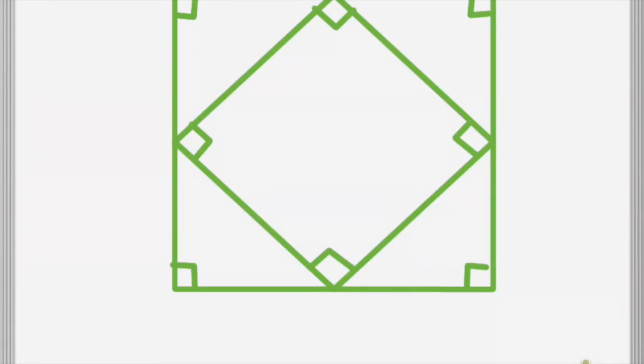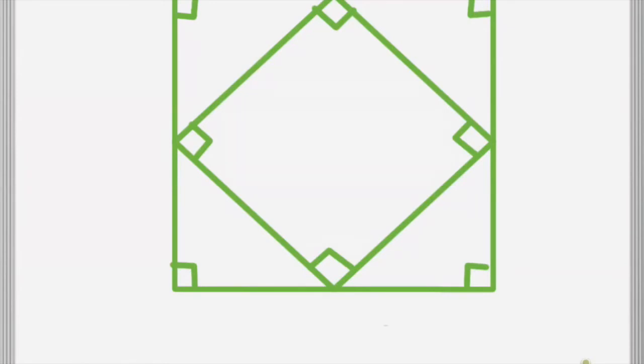So let's draw a square. So I drew a square and a square within a square. So rather than just knowing, oh, I know that a squared plus b squared equals c squared, I want you guys to understand and realize why that is true. So this is how I'm going to prove it to you.